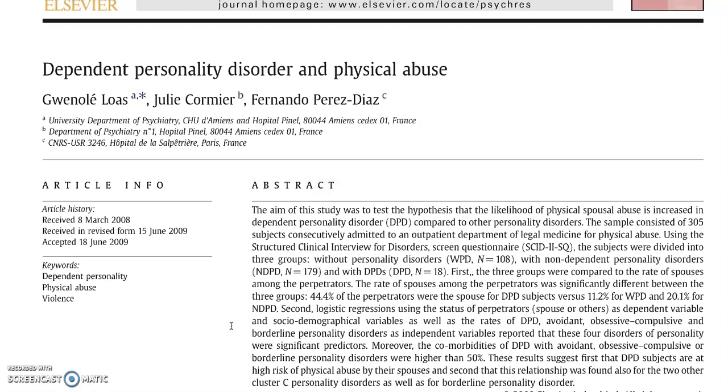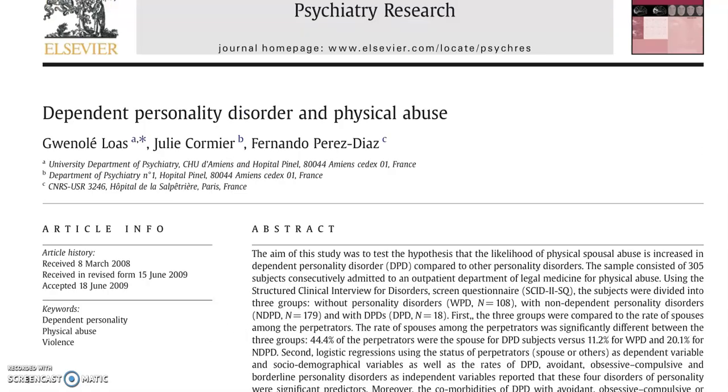Then, coming down a little further, over here we have the article history. This means that the authors originally submitted their paper in March of 2008, and then they submitted it again after making some revisions in June of 2009, and then it was accepted in June of 2009, but those dates are not the dates of the publication. This is just the dates of the history of the paper.